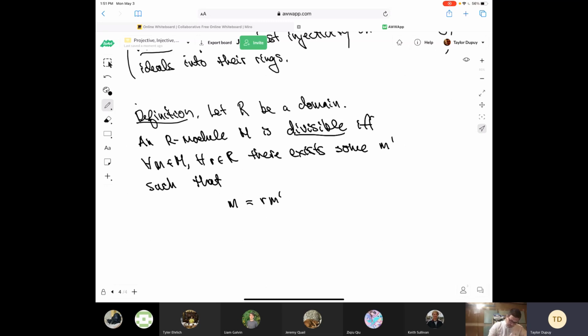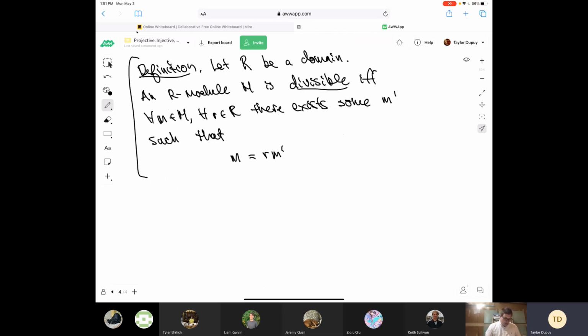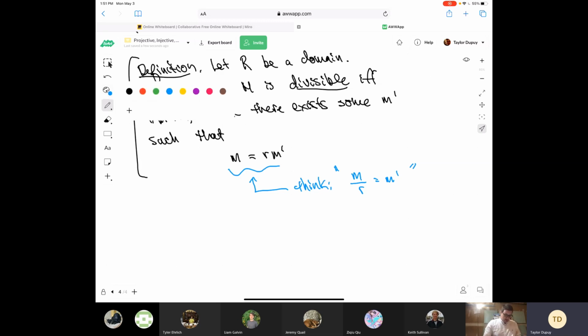The way to think about this is that m divided by r is m prime. There's something that divides m, so you can kind of divide by elements of R.